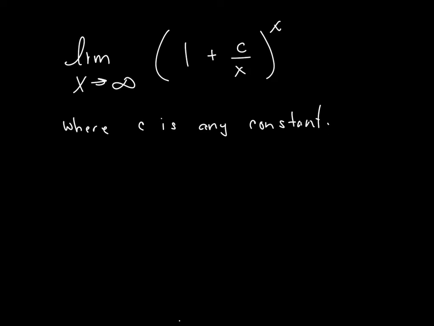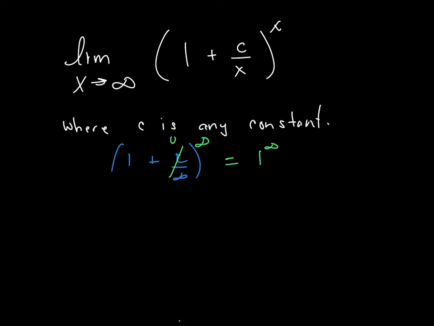All right, so when we start looking at this, if we go ahead and use direct substitution, we get 1 plus some constant over infinity. This leads to 0 to infinity, so all of this equals 1 to the infinity power. And this is indeterminate, so we have to go ahead and look at it a different way.